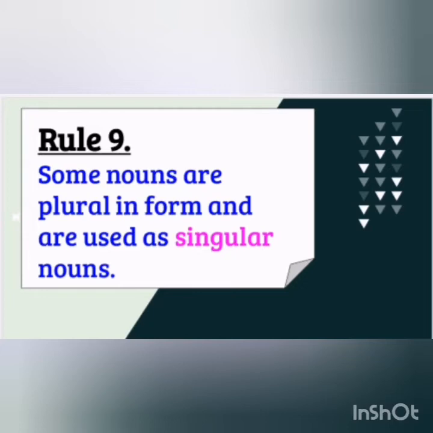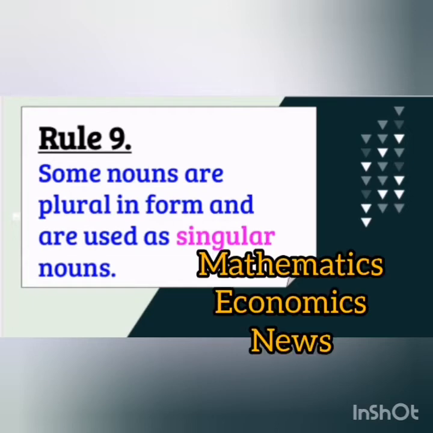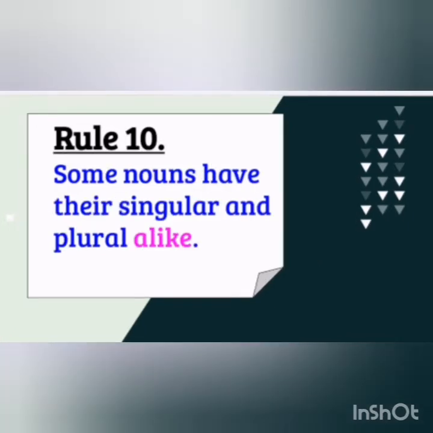The ninth rule says that some nouns are plural in form and are used as singular nouns. For example mathematics. Already there is s, so it seems that it is a plural, but it is used as a singular noun. Like economics, it's already s but it is a singular noun. Like for example news, we don't say new, it is news.